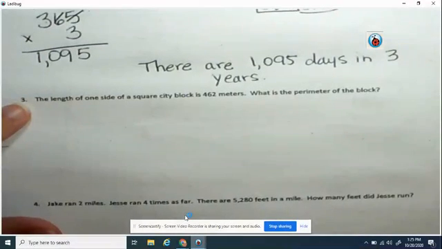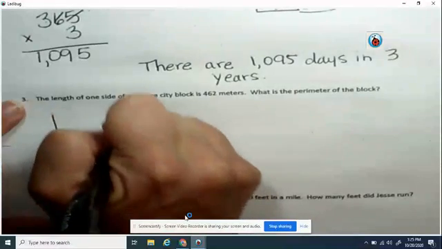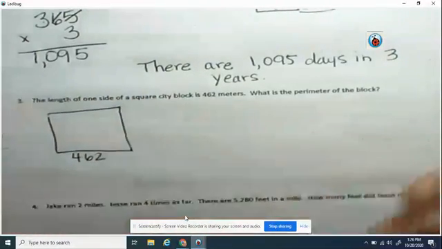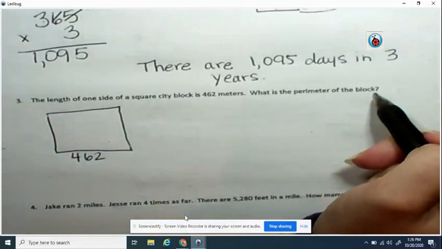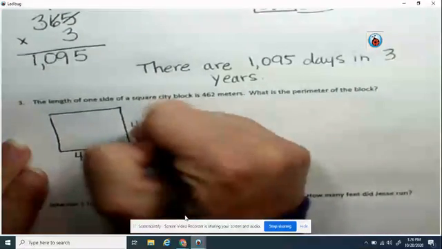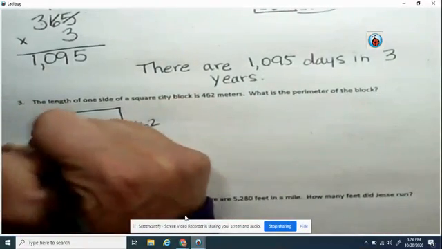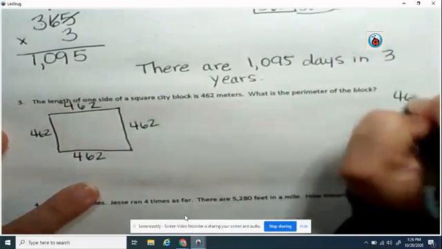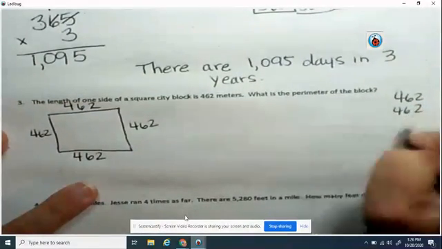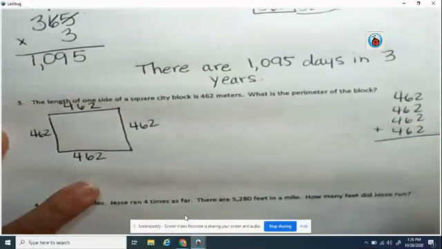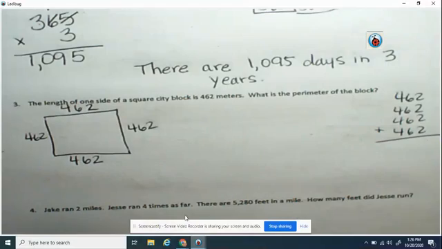The length of one side of a square city block is 462 meters. What is the perimeter of the block? Okay, so if it's a square, we know all the sides are the same. And for perimeter, we could add up these edges. So we could do 462 plus 462 plus 462 plus 462. But honestly, that's a lot harder to do than what I'm getting ready to show you.